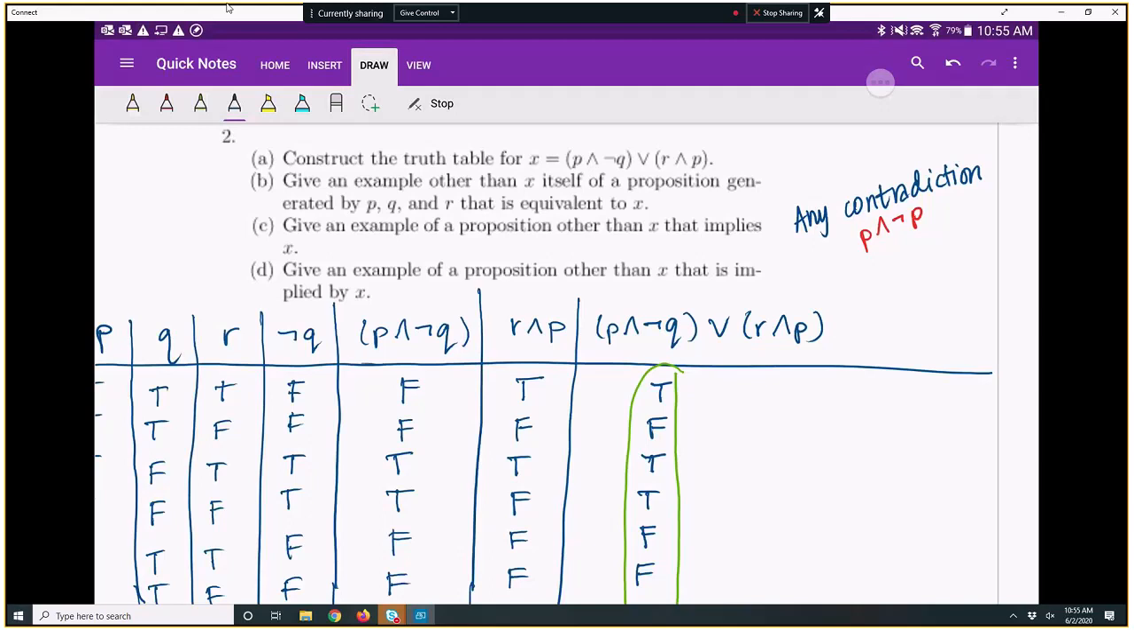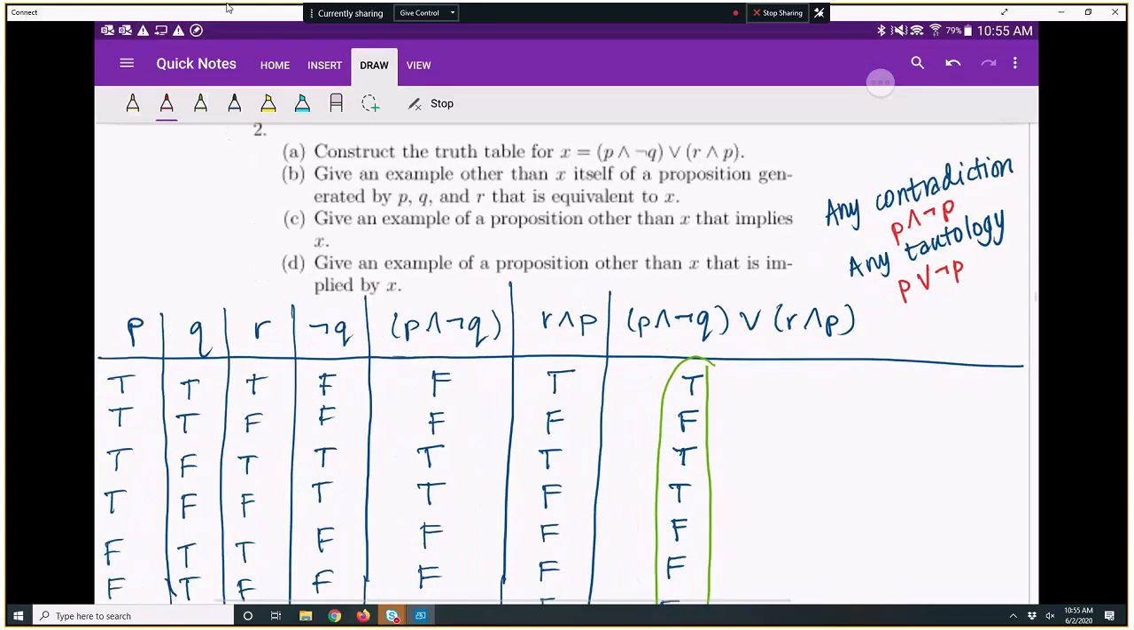Then give an example of a proposition other than X that is implied by X. Well, that should be any tautology. And again, we had an easy to remember example of tautology, P or not P, for the same reason that the proposition P and its negation always have opposite truth values. That means one of them is always true. So P or not P is a tautology. And that answers the question number 2.